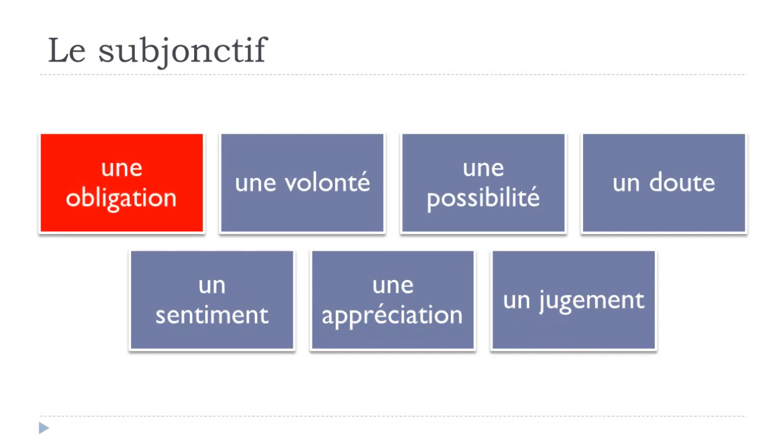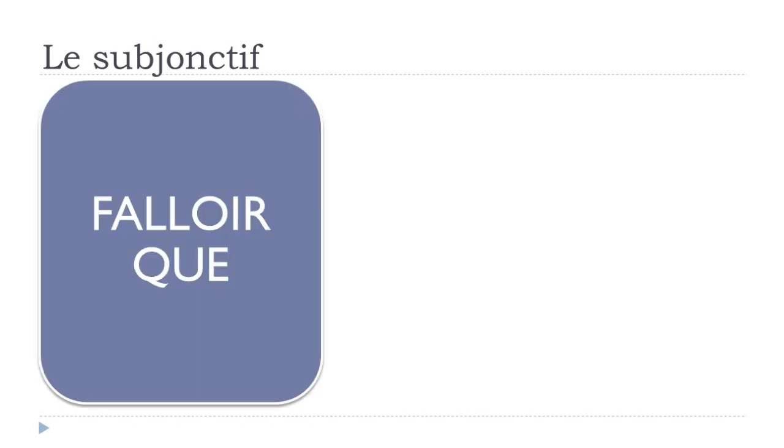Okay, so let's see first une obligation. For example, we'll have this verb falloir and then the construction falloir que. You will see that when we talk about le subjonctif, each time we will have que after the verb, and then the following verb will be in the subjunctive form. Okay, so that's the concept.